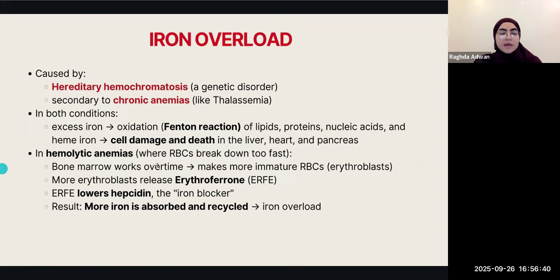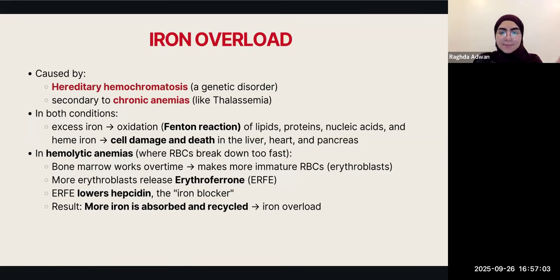In terms of hemolytic anemias, the bone marrow is working overtime because there's hemolytic anemia. Your blood cells are broken down. Your bone marrow is trying to make more and more and more to make up for it. So this ends up making more immature red blood cells, which are erythroblasts. And remember what we said about erythroblasts, they release erythroferron. What happens when you release erythroferron?